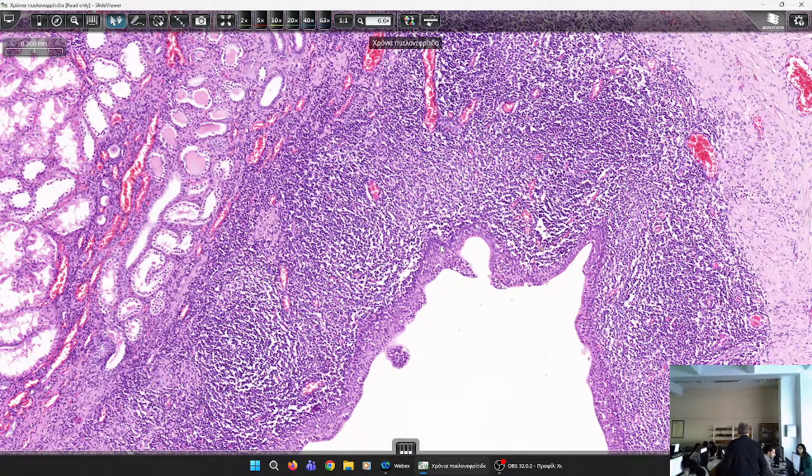And what do you see here? You see a stratified epithelium and a cavity.